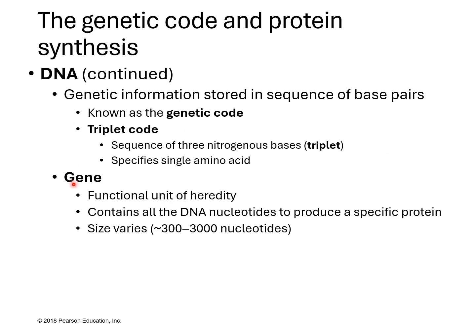When you look at the word gene, this is the functional unit of your heredity. It contains all the DNA nucleotides to produce a specific protein. The size varies from 300 to 3,000 nucleotides, and this variability is because some proteins are small and some proteins are big. If the protein's big, then it's going to have a lot of nucleotides. If the protein's small, it's going to have a lot fewer.